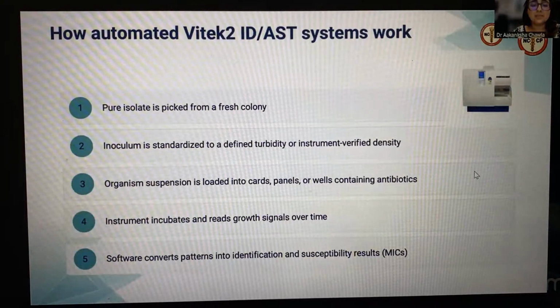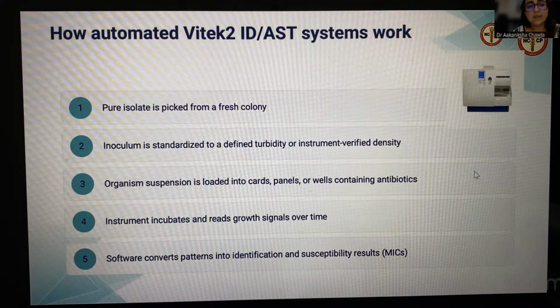Then we have the automated systems. There are various, like I told you, Vitek 2, BD Phoenix, even the Sensititre. The way the sample is processed for the automated systems is that once you have growth on a culture plate, a pure isolate is picked up from a fresh colony, and then the inoculum is standardized to a defined turbidity or instrument-verified density.